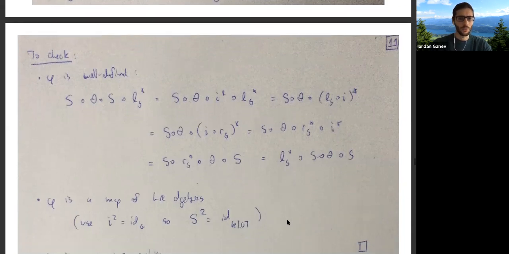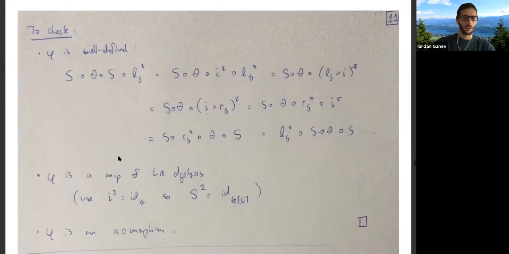And why is it a map of Lie algebras? I didn't spell this out, but it's actually pretty simple because S squared is the identity. So if you take theta and theta prime, and you write out what the commutator is, then you have the commutator of the image of theta and the image of theta prime. Then you have S theta S composed with S theta prime S, but the two S's cancel. And that's in both factors. So if you write it out, you see that we get the right thing.